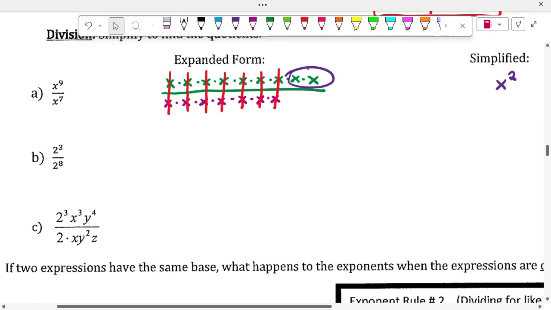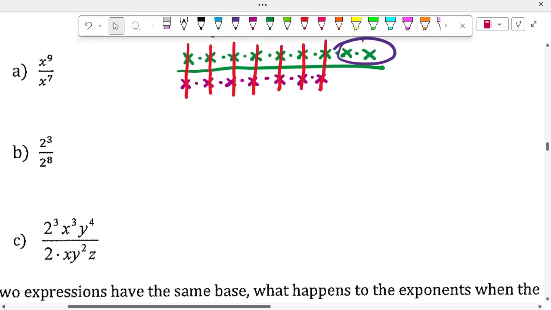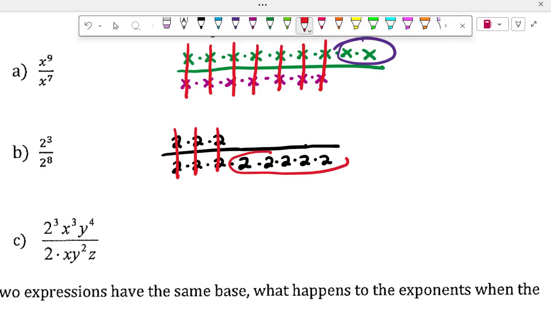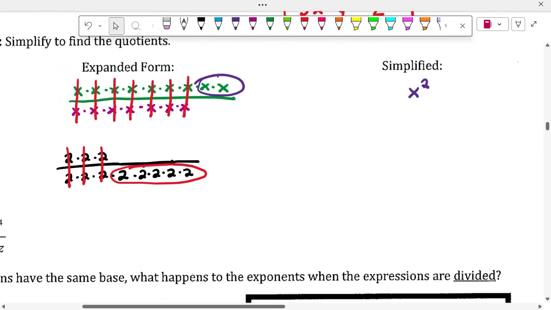Let's try B. So, how many 2's on top? 3. How many 2's on the bottom? 8. How many can I cross out between the top and the bottom? 3. So, this is what I have left over. How many is that? So, 2 to the 5th.